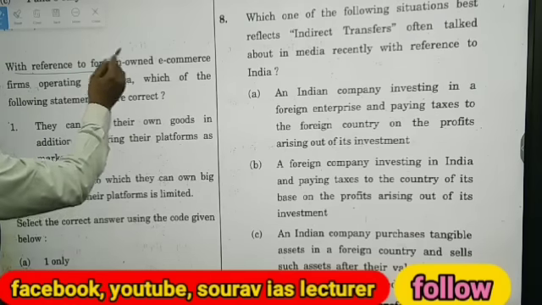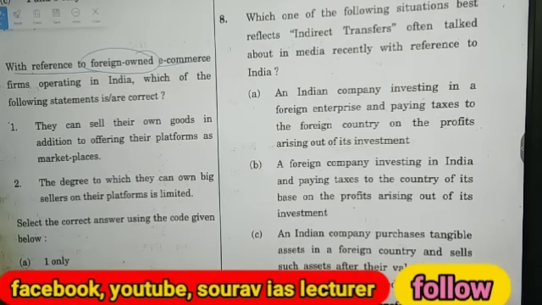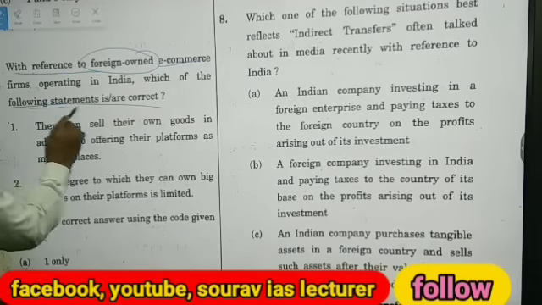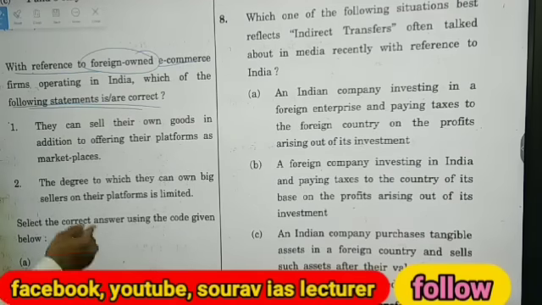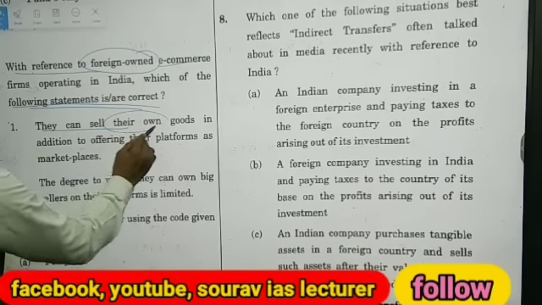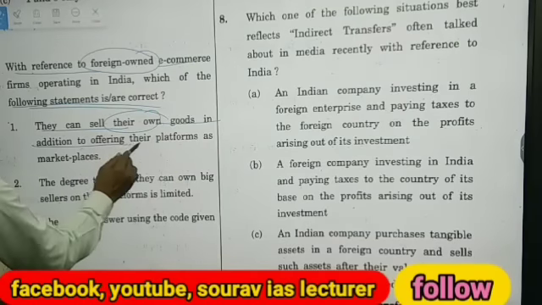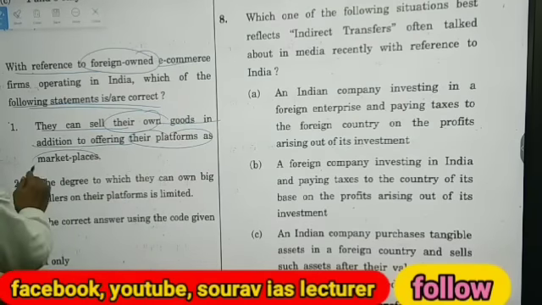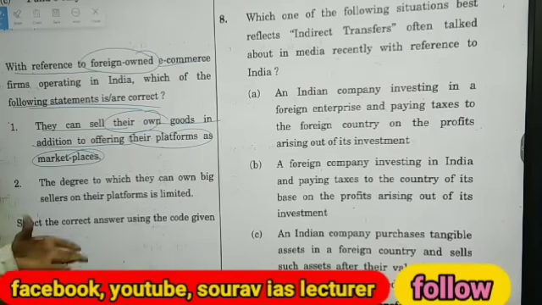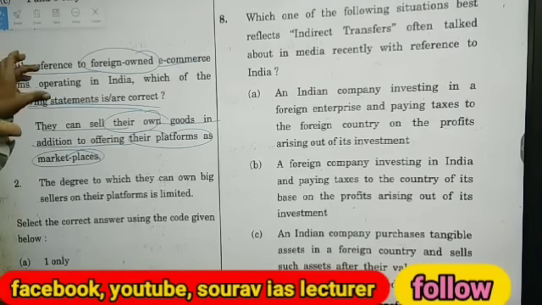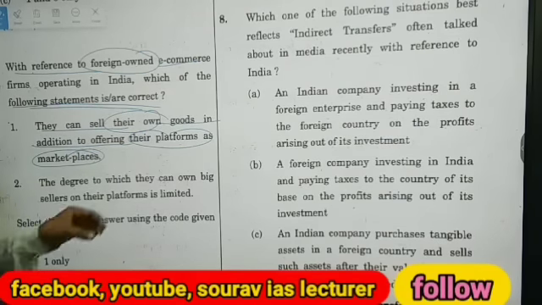With reference to foreign-owned e-commerce firms operating in India, which of the following statements is correct? They can sell their own goods in addition to offering their platform as a marketplace. These are foreign-owned e-commerce firms operating in India. The degree to which they can own big sellers on their platform is limited.